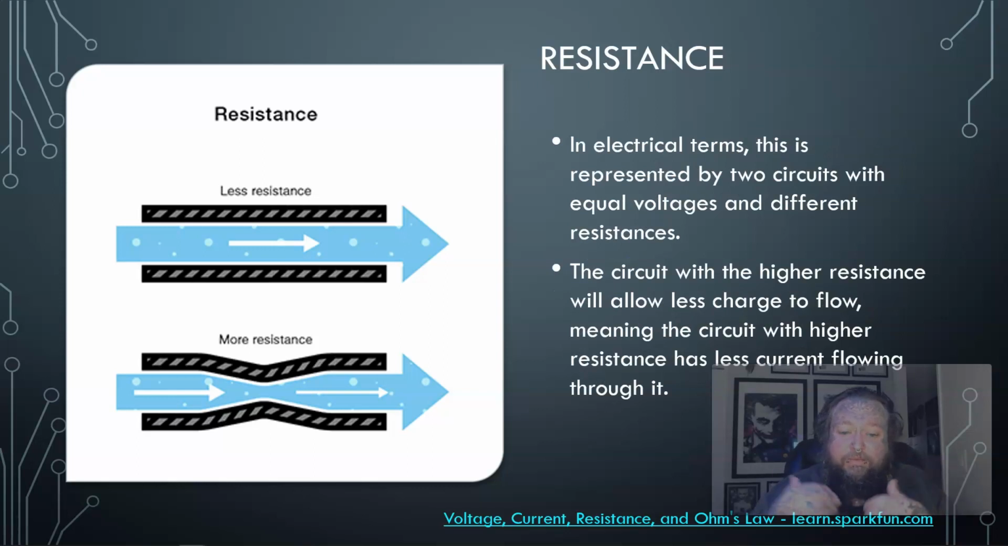So in electrical terms, when it comes to resistance, this is represented by two circuits with equal voltage but different resistance. The circuit with the higher resistance will allow less charge to flow, meaning the circuit with the higher resistance has less current flowing through it. So again, we can have the same voltage, so the same battery source and pressure that's applying, but then the amps change, from before to after. So it basically slows everything down, and since this is a closed system, it slows the whole actual system down.